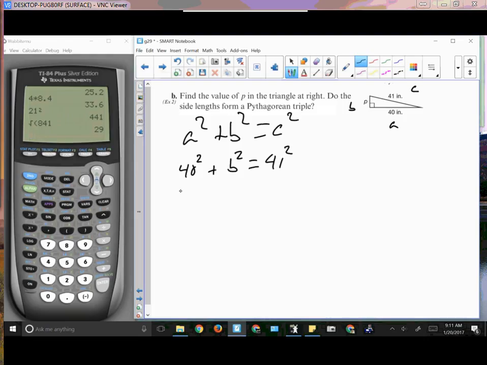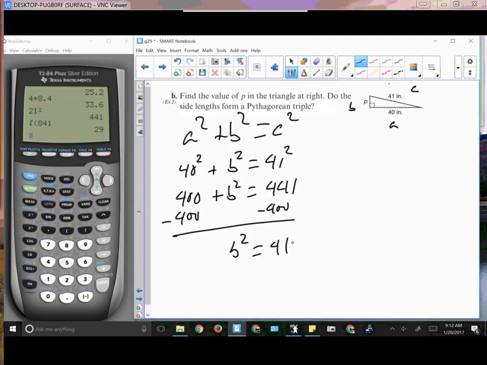So that means that I've got 40 squared plus b squared is equal to 41 squared. So that means that I've got 400 plus b squared is equal to, and I think that 21 squared was 441. Subtract 400, subtract 400, and I get b squared is equal to 41. Okay. Now, is 41 a perfect square? Yes.